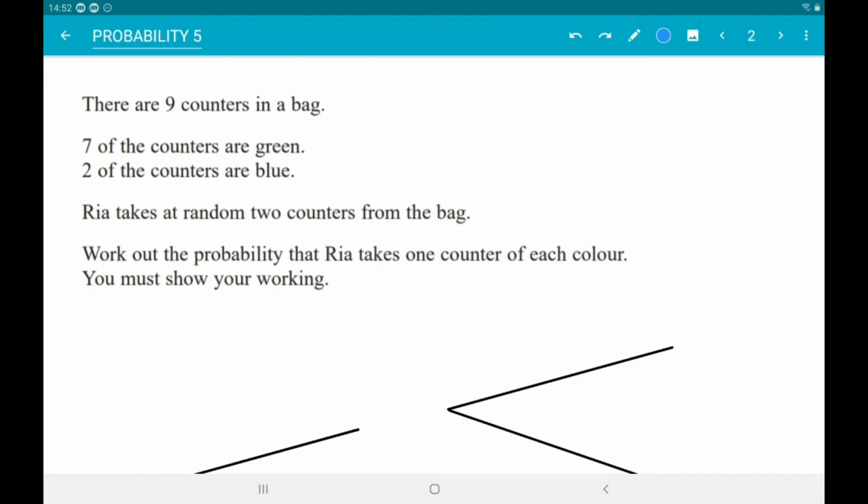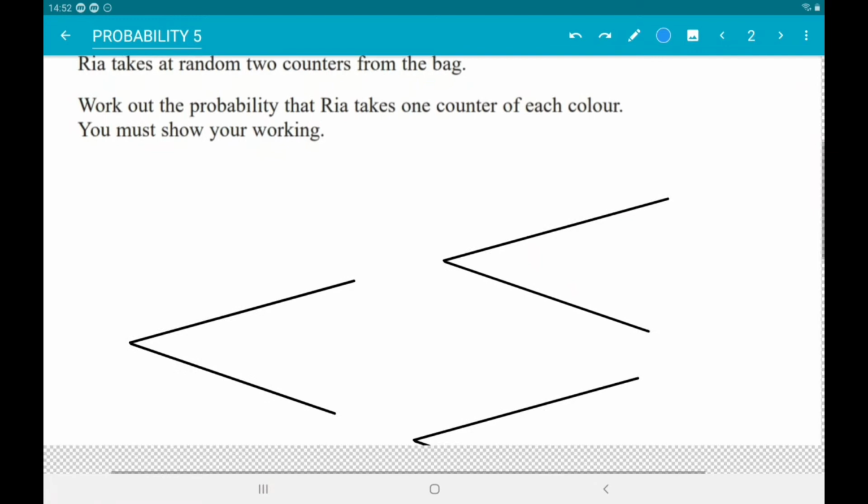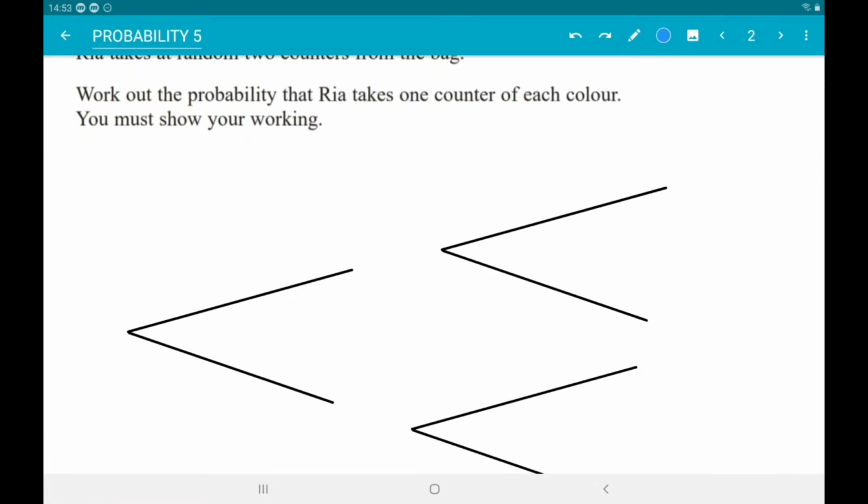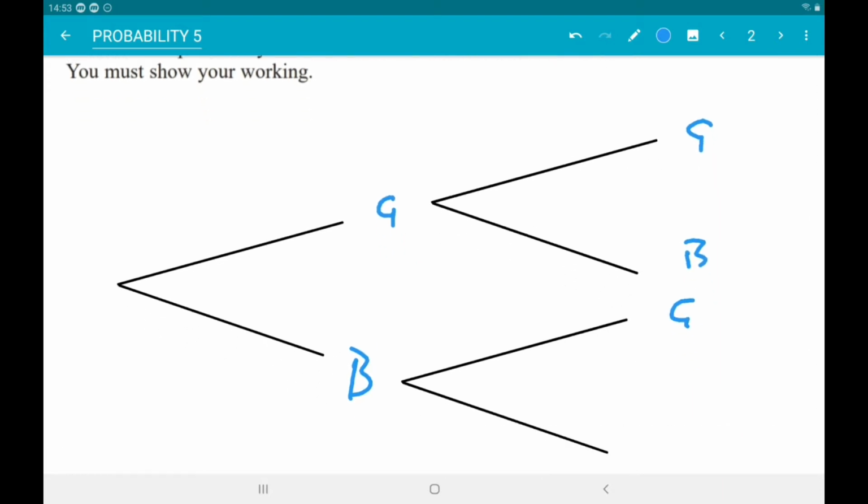Alright, so using trees, let's have green and blue. So for the first counter, the probability of green is 7 ninths, and blue is 2 ninths.